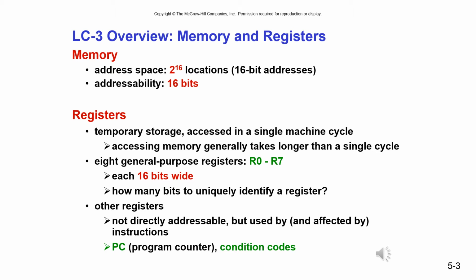The 8 general purpose registers, R0 to R7, obviously 16 bits wide. How many bits do we need to uniquely identify 8 registers? 2 to the third is 8, so we need 3 bits. We have some other registers that are not directly addressable but used and affected by the instructions we're going to be processing, the program counter, and the condition codes, etc., that we will drill down on in significant detail.